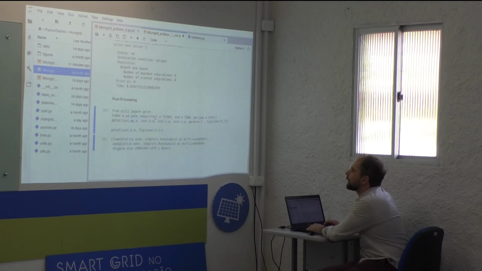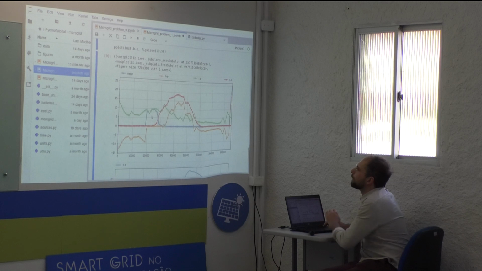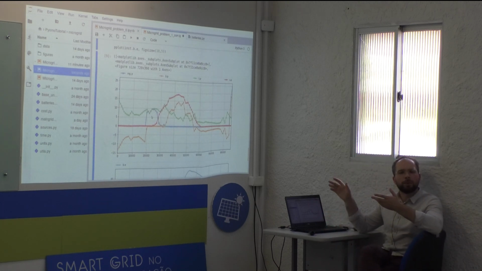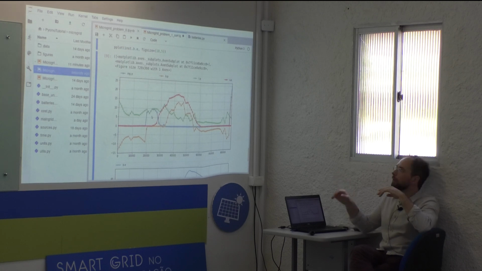A little bit of post-processing so we can see the actual plots. It's becoming a little bit more complex. Before it was a simple example, so we could actually deduce the solution. Now it's much more complicated.